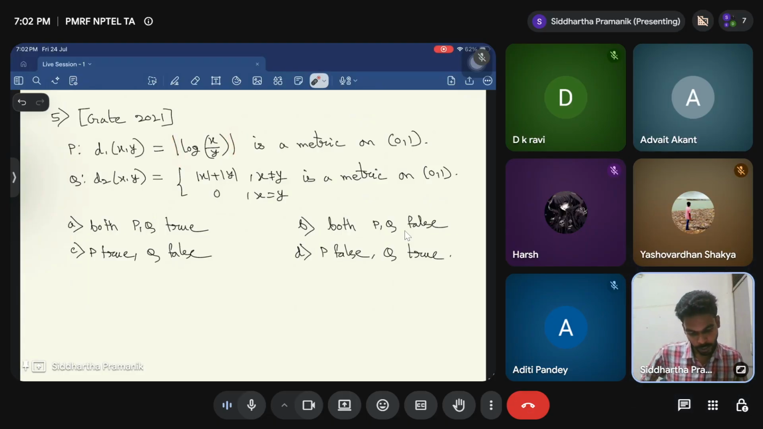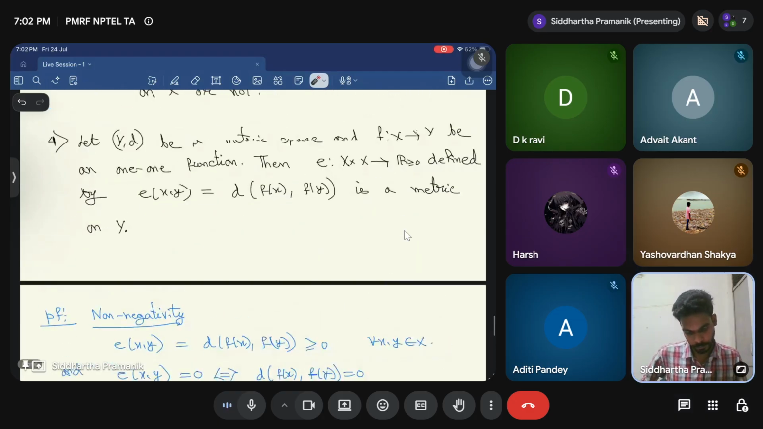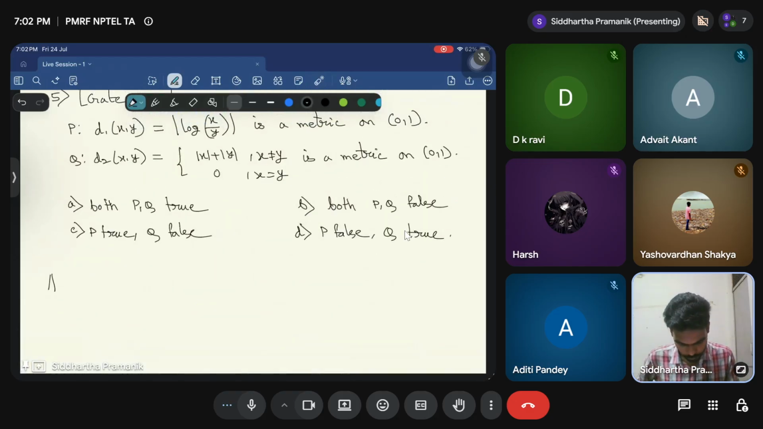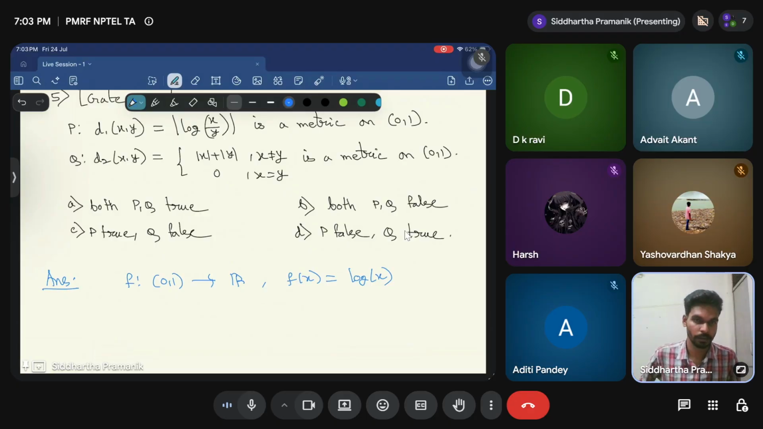Or what you can do is use the previous problem. Let me show how to do this. That problem is very much useful. You take a function f from the open interval (0, 1) to R, where f of x is log x, and you take R with the usual metric. And this function is a one-one function, so it will induce a metric on the domain.